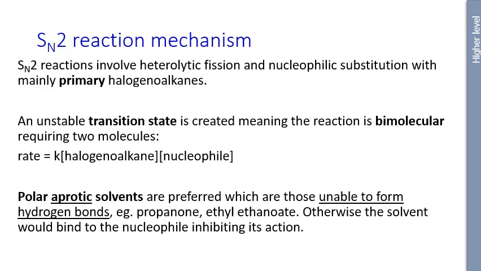So nucleophilic substitution in primary halogenoalkanes proceeds in one step. The rate determining step, or the slow step, involves both the halogenoalkane and the nucleophile, so the rate of reaction is dependent on the concentration of both reactants. Therefore it's a second order reaction. And therefore it's bimolecular because it requires two molecules, both the halogenoalkane and the nucleophile.